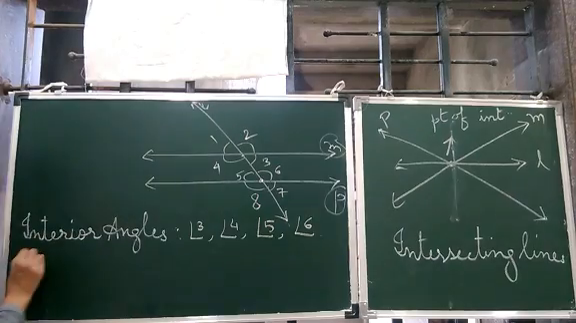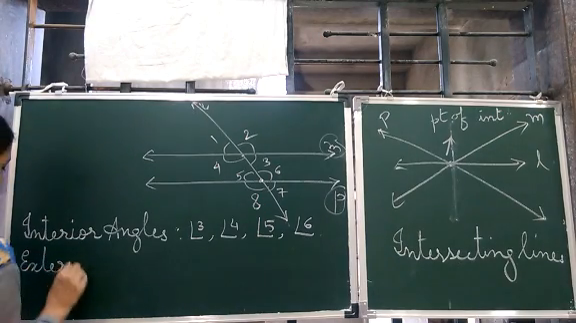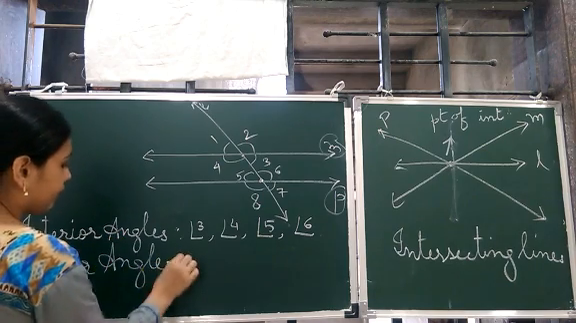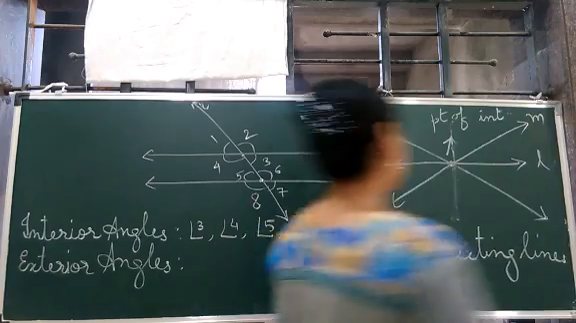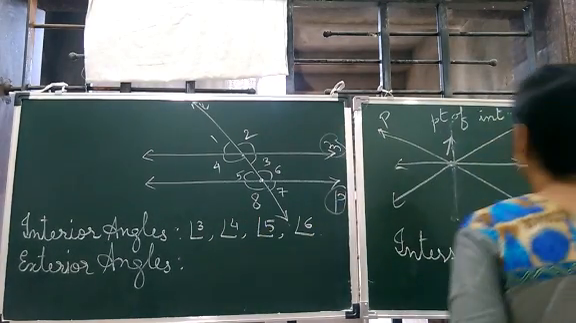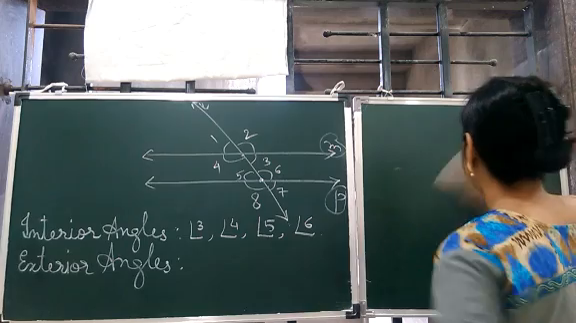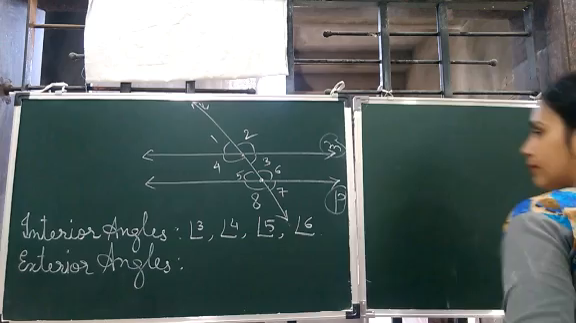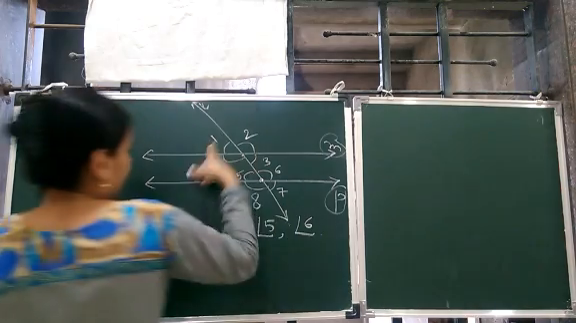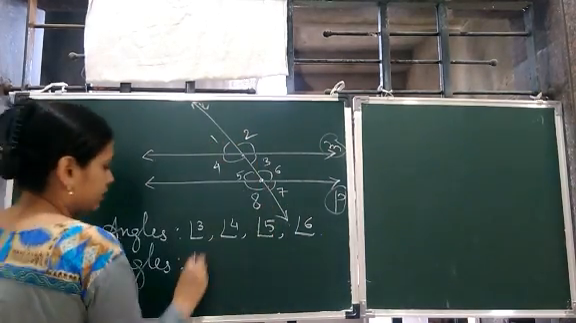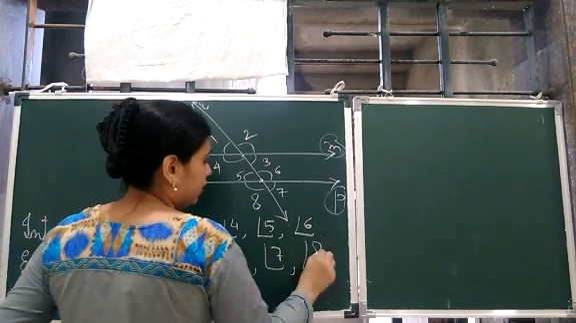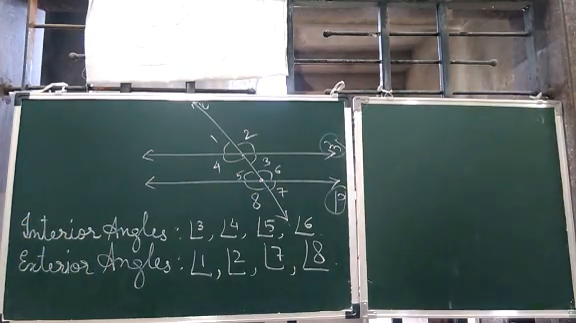Then comes exterior angles. Exterior angle means बाहर के angles. Who are बाहर के angles? जो बाहर है, lines के बाहर है. So who all are बाहर? Here. 1, 2, 7 and 8. These are exterior angles.